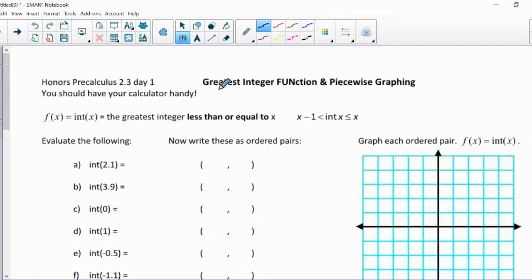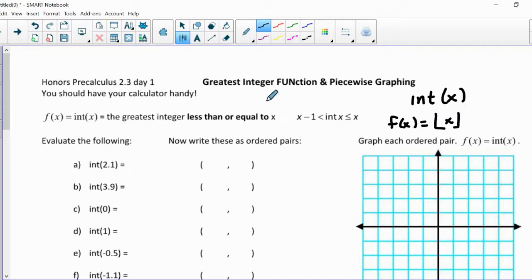This video is on the greatest integer function and piecewise graphing. We're going to talk about the greatest integer function first. F of x is the greatest integer less than or equal to x. That's the greatest integer function. So int of x, or you may see it written with brackets that look like an absolute value but with little bottoms on both sides. You may see it written like that in some places.